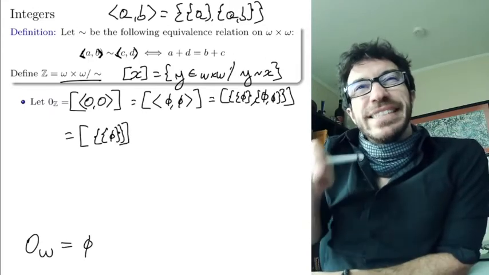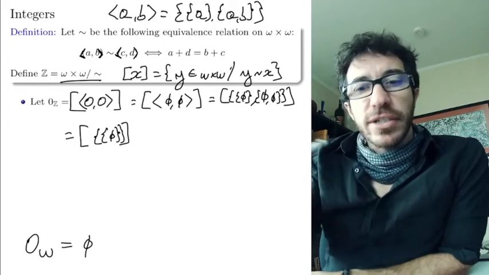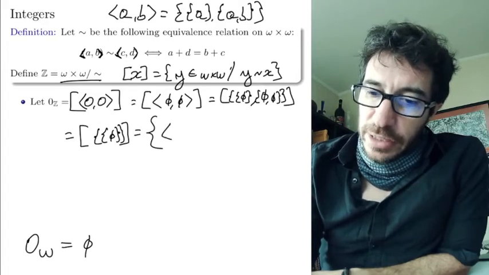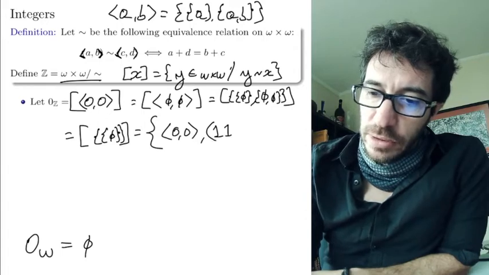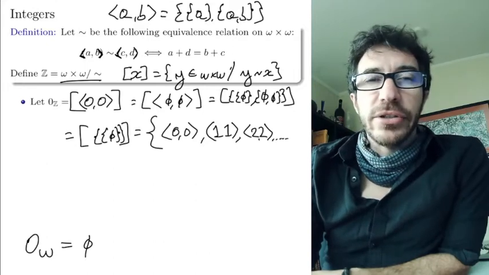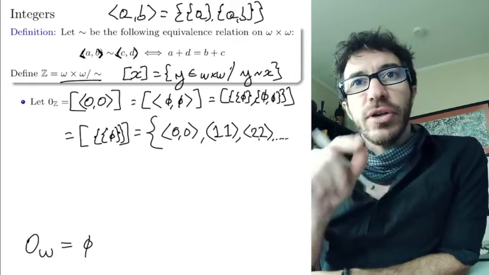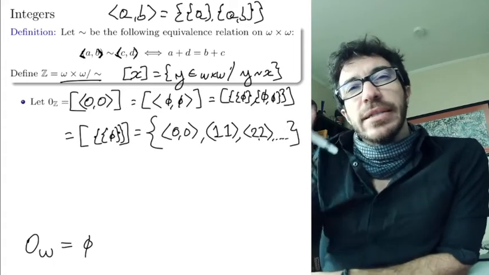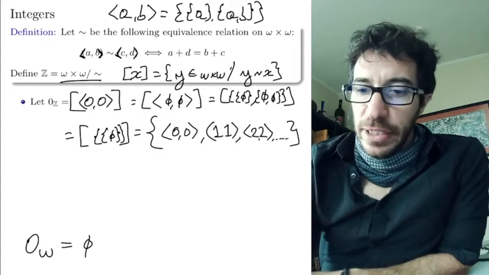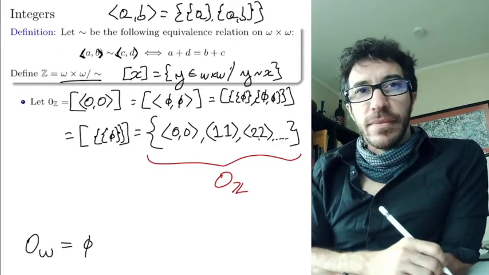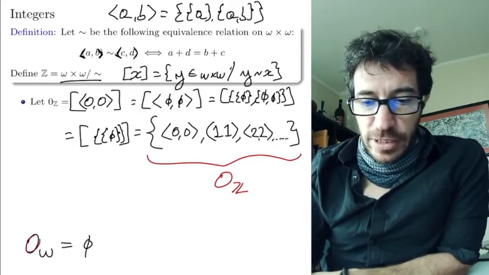Okay, and if you actually want to see exactly what the 0 of the integers is, it is the whole equivalence class. So this is actually the whole set that contains the pair 0, 0, but it also contains the pair 1, 1, which is equivalent to it, and also the pair 2, 2, and all the pairs n, n are equivalent to 0, 0. So that's the equivalence class, and each of them is a pair of natural numbers. So this is what we're using to represent the 0 of the integers. It's a bit different from the 0 of the natural numbers. That was very simple.